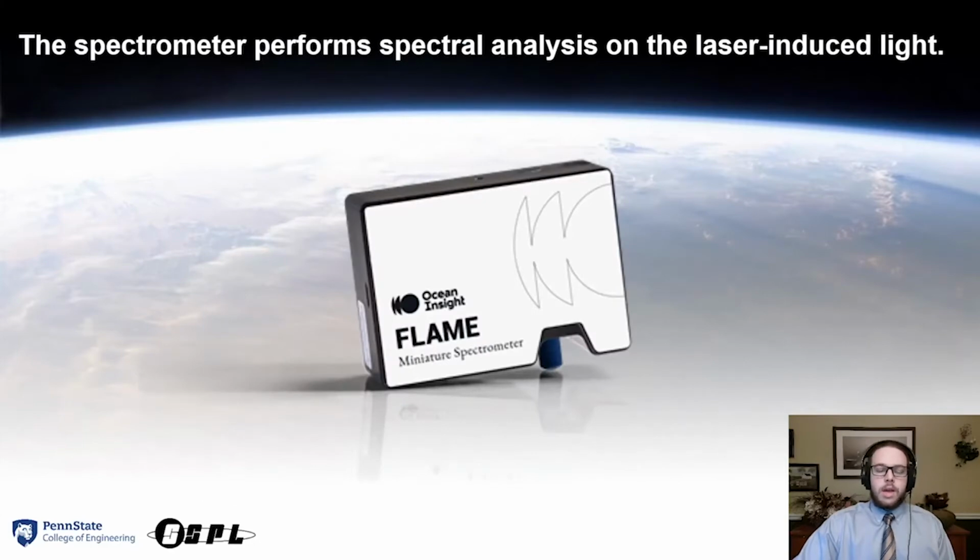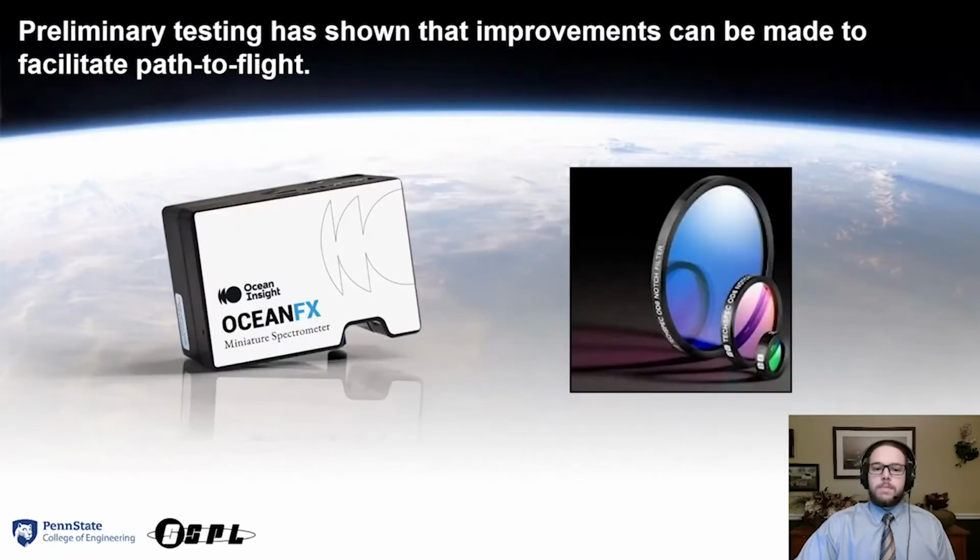To analyze the captured plasma light, OASIS uses a Flame-T UV-Vis spectrometer by Ocean Insight. The Flame-T has an optical resolution of 1.33 nanometers, allowing for the ability to accurately distinguish between emission lines of different elements. Additionally, the Flame-T covers a wide range of wavelengths, from 200 nanometers to 850 nanometers, allowing for detection of water along with other metals commonly found in lunar regolith.